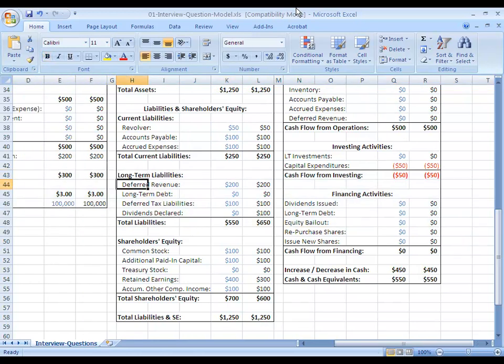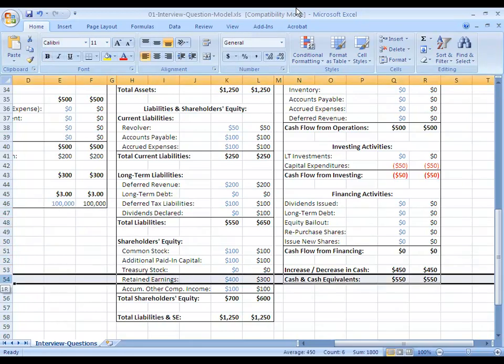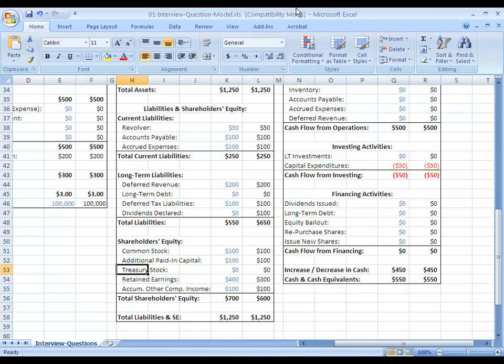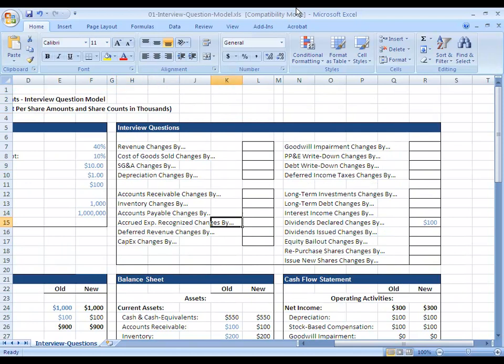Really the only effect is that on the balance sheet, dividends declared under liabilities goes up and retained earnings under shareholders' equity goes down. And so everything remains in balance like that. So that's the first step of this process. For the next step, under dividends issued, I'm going to change this and enter in 100 right here.